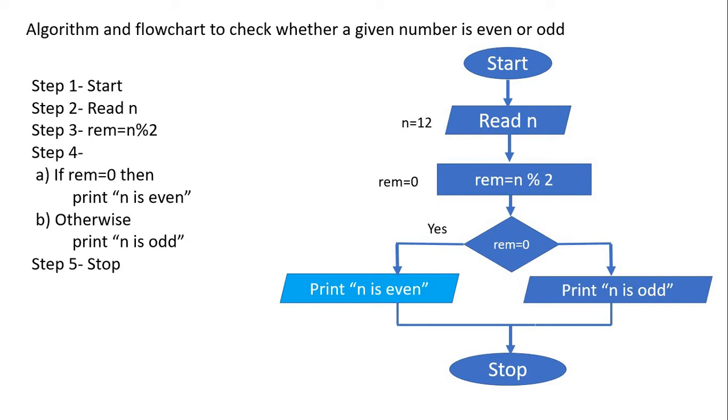In the other case, suppose n is equal to 9. This time the value of remainder will be 1. That is, 2 4s are 8, 9 minus 8 will be 1. So remainder is 1. When it checks the condition remainder is equal to 0, this condition becomes false as the remainder we have got is 1. So in this case it has to print n is odd. This is how the flowchart works.